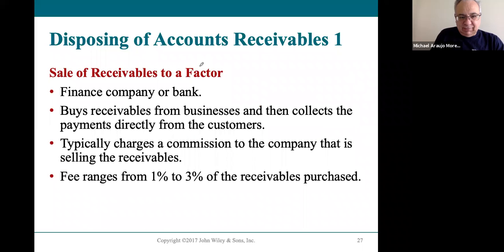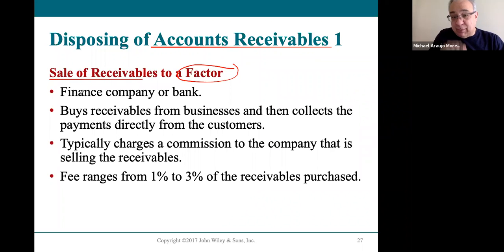Hallelujah. A couple of quick notes. First, you can actually sell your receivables if you need cash. It's an asset. It has a value. Companies that buy receivables are called a factor. Okay, so you need to factor that into your thinking here.